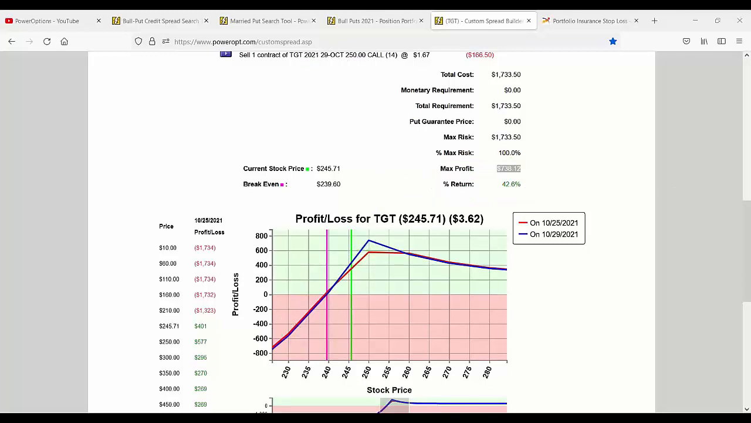That can shift, okay? This isn't etched in stone. What do I mean by etched in stone? Well, investors who are familiar with a covered call, if I bought TGT at 230 and I sold the 250 call and the stock stays above 250 or goes above 250 and I get assigned, it doesn't matter if it goes to 260, 270, 290, 300, I'm going to make that maximum return.